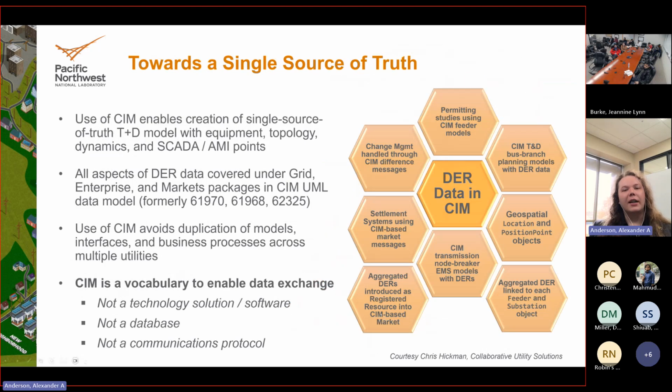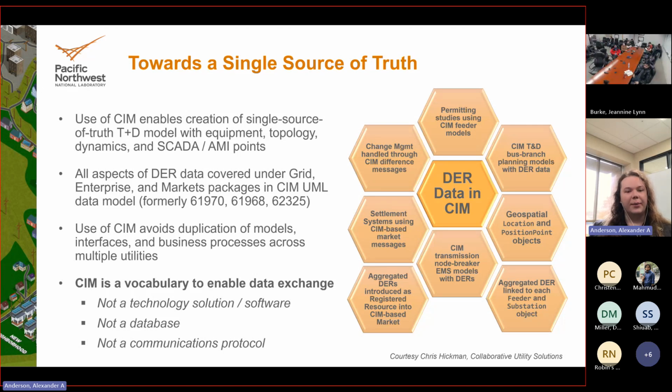In a utility context, this is really important, because this allows us to move towards a single source of truth. We can create that combined transmission distribution model and populate it with equipment, topology, SCADA points, AMI points, Internet of Things data streams, and avoid duplication of models and interfaces.